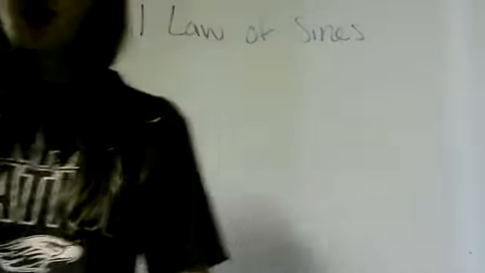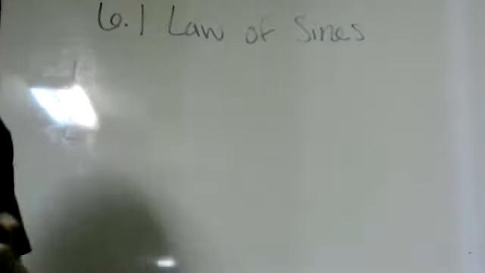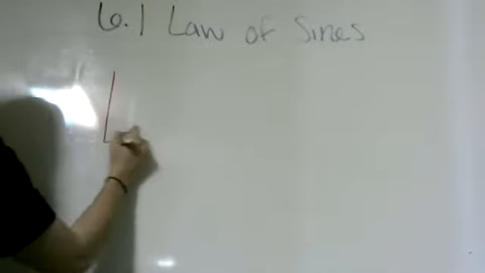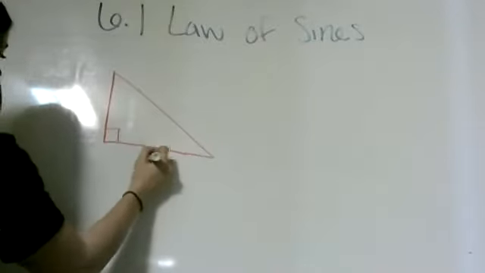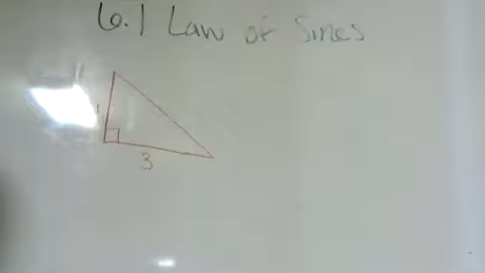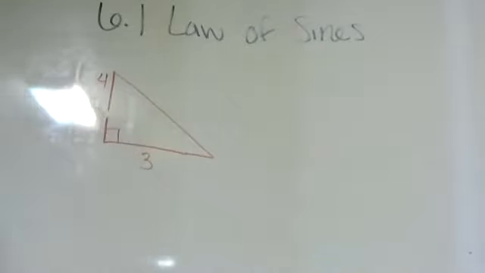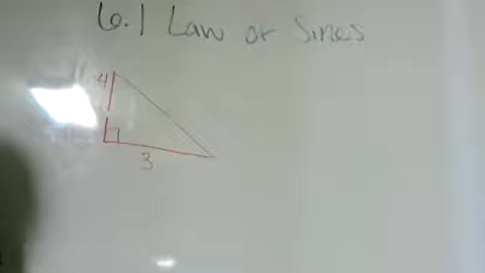So today we are using law of sines. So I'm going to draw an example up here of a triangle, and I would ask you, using what you know, would you be able to find the hypotenuse of this triangle? Hopefully right away you're saying, well yeah, it's a right triangle, I have 2 of its sides, I could find its third side by using the Pythagorean theorem.